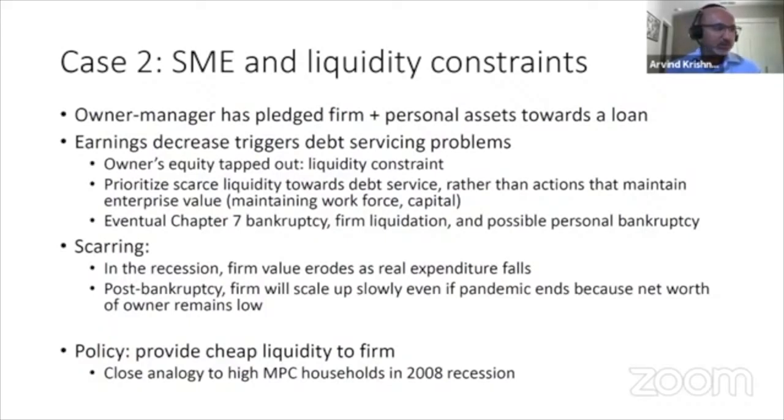So the policy solution is really to provide liquidity to alleviate the liquidity constraint. And there's a close analogy here for this SME sector to the high MPC households of the 2008 recession. And a lot of the loan design ideas follow on ideas in the last recession in household debt. So payment relief is really the key, longer repayment terms, loan subsidies.